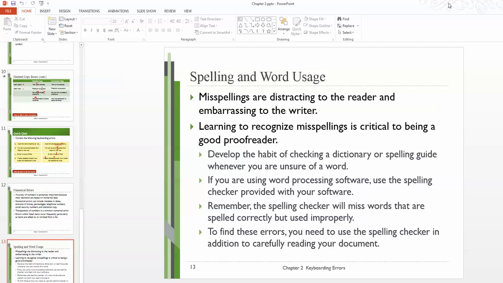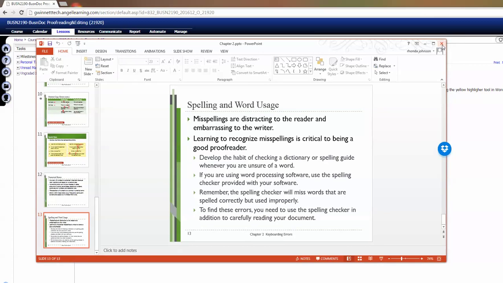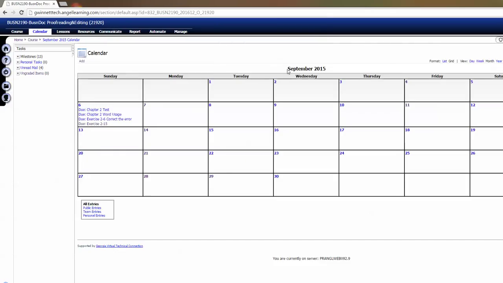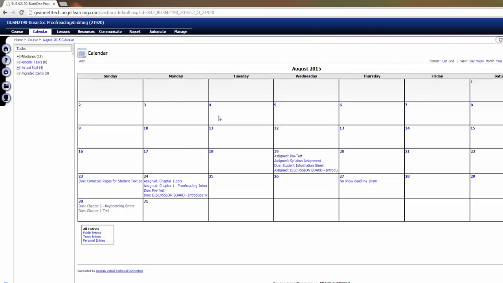I'm going to slide out of the PowerPoint here and go into Angel with you for a moment, because I want to look at the calendar with you. And I'm going to go back here to the previous month. Notice here on Sunday, that would be August 30th, that you're going to be taking the Chapter 1 test after reading Chapter 1. And you're also going to be reviewing the new lesson for Chapter 2.